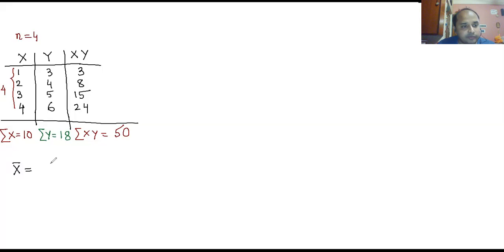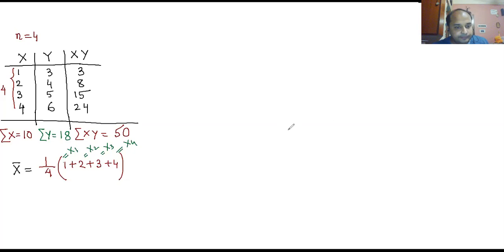So your x bar will be 1 by 4, 1 plus 2 plus 3 plus 4. That actually means this is your x1, this is your x2, this is your x3, and this is your x4. I'm writing it for the betterment of your understanding. So I have to look for my calculator. Yeah, here it is.